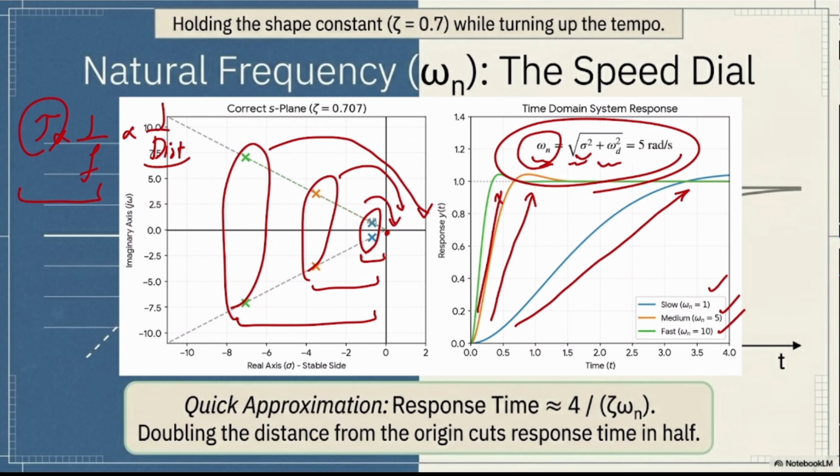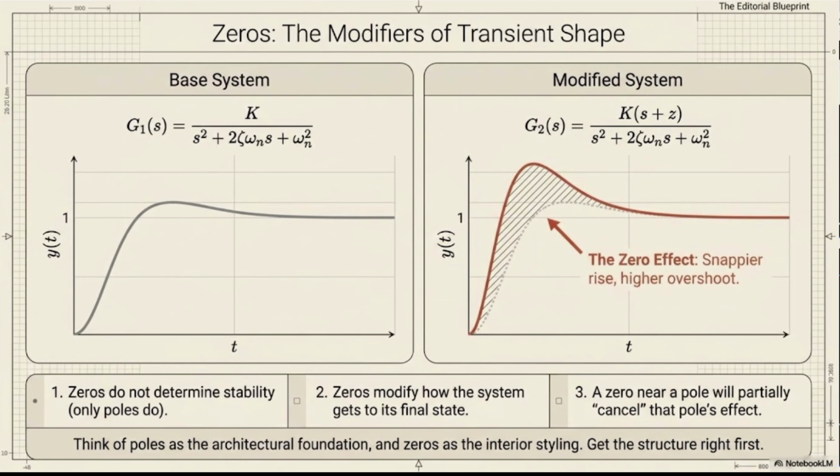So a very quick approximation for the response time is 4 divided by zeta times omega n itself. And doubling the distance from the origin is going to cut the response time in half. So this is very intuitive. It's not based on an example, numbering or calculation, but I would like to give you a big picture of what is happening if you have poles whose distance is further in comparison to another one.